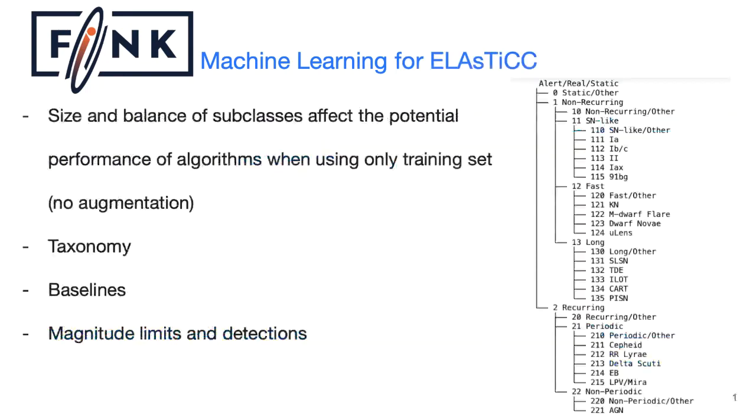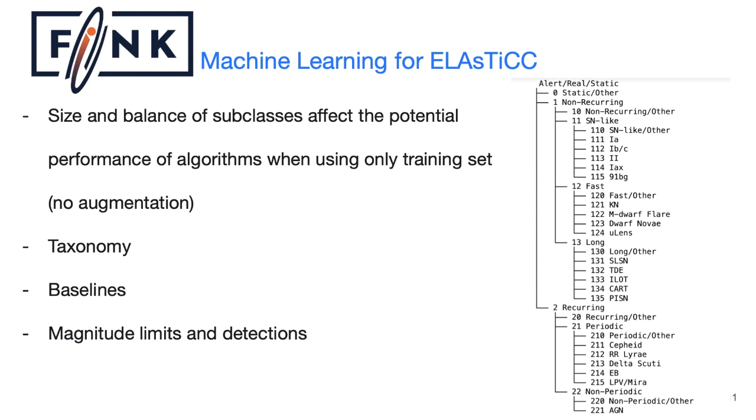Now, we got the training set for the classifiers, which Rick mentioned before. On the right, I'm putting the taxonomy of the classes that we have. There are some big taxonomies like supernova, like fast, long, recurring, and then you have the little classes below.